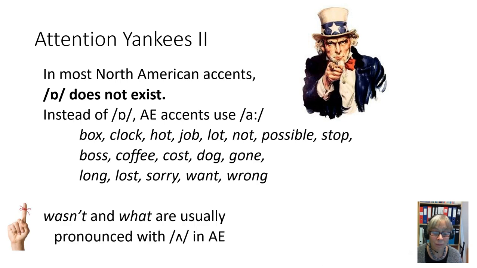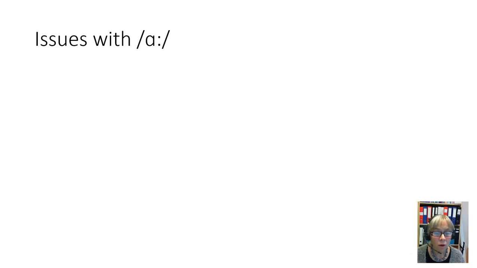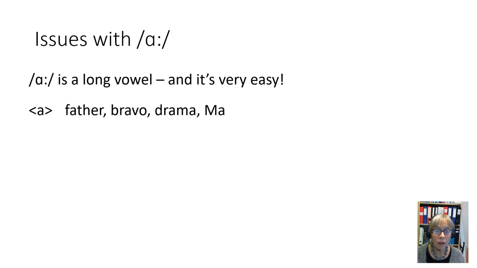Now, in British English, wasn't and what would be pronounced with the short o, but these words are usually pronounced with the long vowel in American English, and we'll get to that. First, a few words about the long vowel. The two dots after it indicate that this is a long vowel. There is no short version, except, well, we'll get to it. There's a different symbol for it.